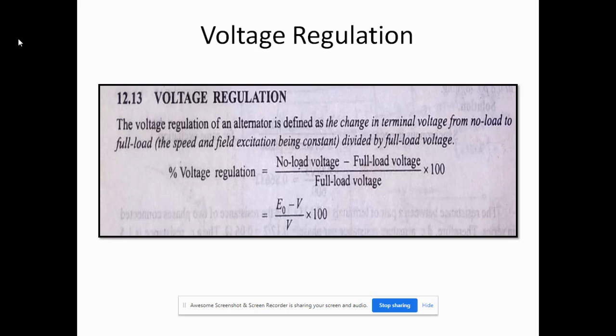So in this process, what we are observing is that full load voltage will experience a drop of voltage. That drop of voltage is due to some parameters; it may be due to the armature reaction drop, it may be due to the leakage reactance drop whenever a load is connected. So gradually we will discuss one after another.